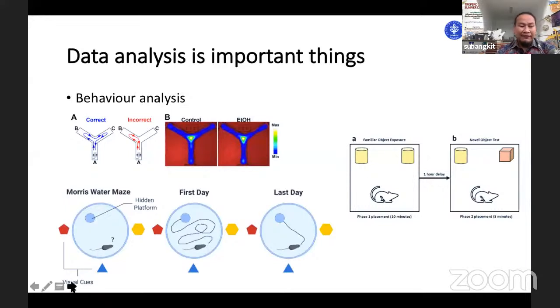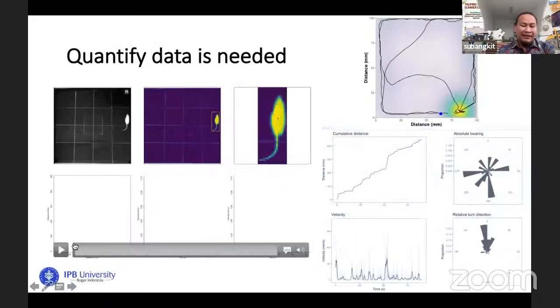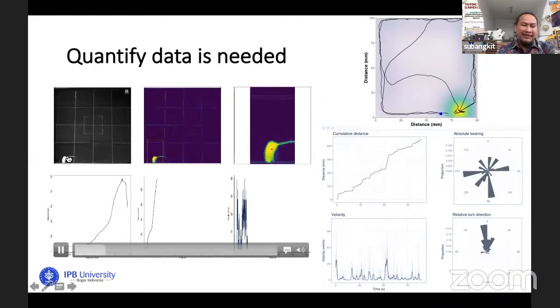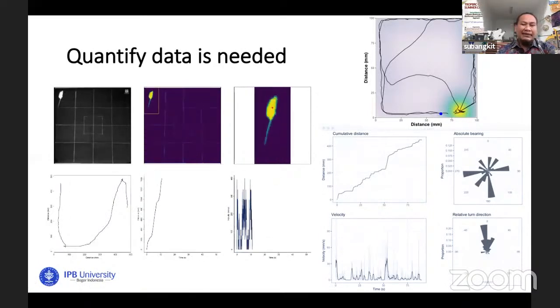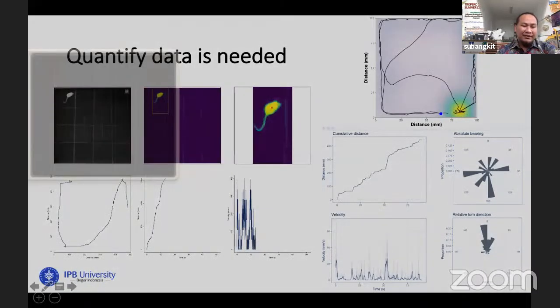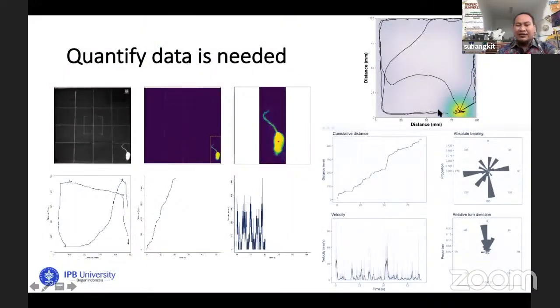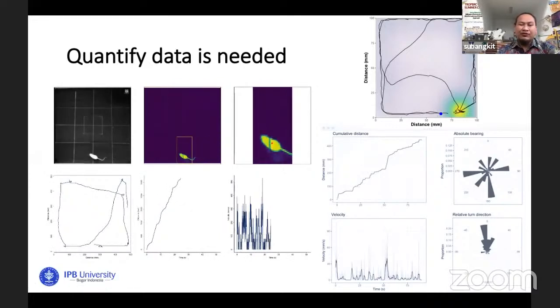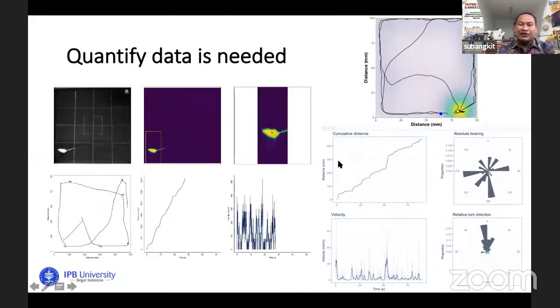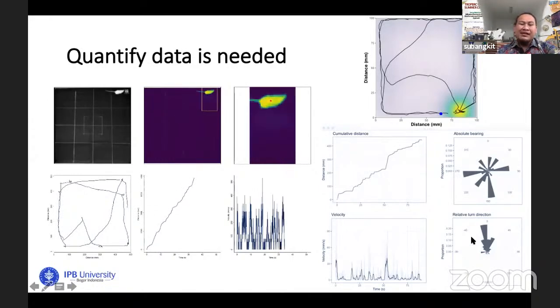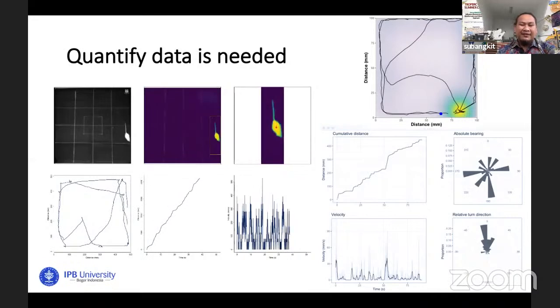But not only qualitative analysis, we can do it quantitatively. We can use some software, for example for this open field test. We just record the animal during the observation, and then we apply it in the software, so we can get the map, the trajectory. We can analyze how many times it walked the same way, and not only the map, but we can also calculate the cumulative distance, absolute bearing, velocity, and relative turn direction. So the data are more objective, because they are calculated by software.